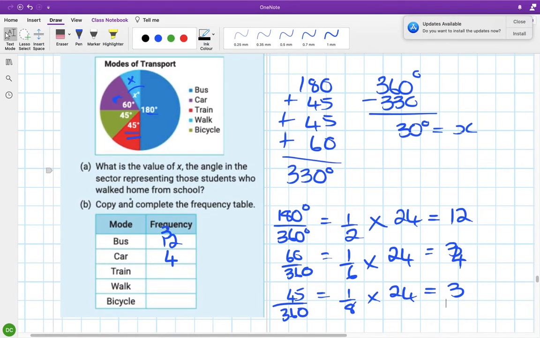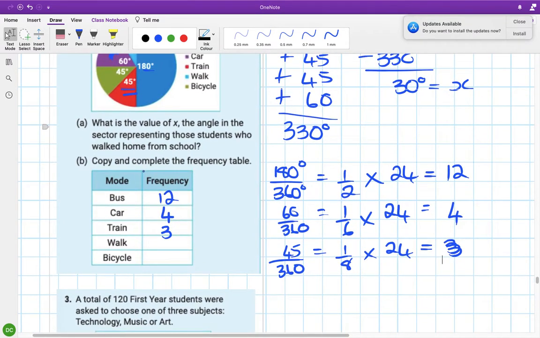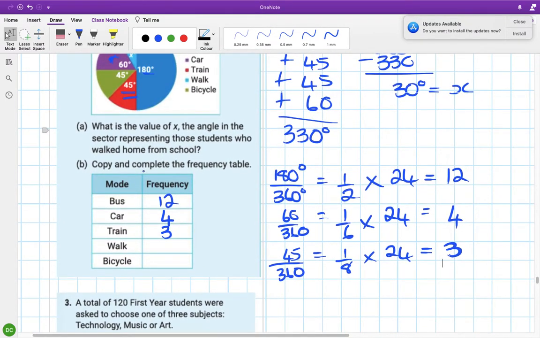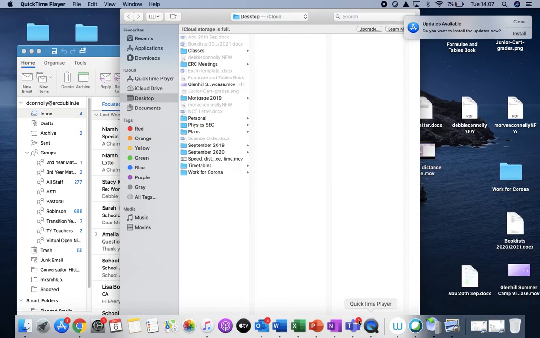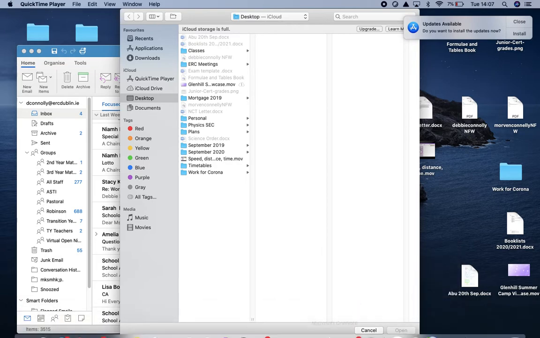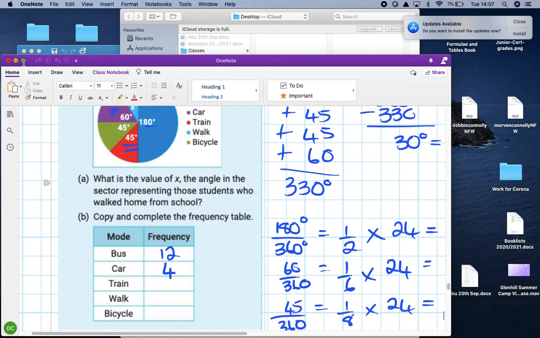Walking. Where's walking? Oh, walking is the one we calculated. Oh, I might have to, hang on, shut this down and come back, hang on. Just give me a second. Right.